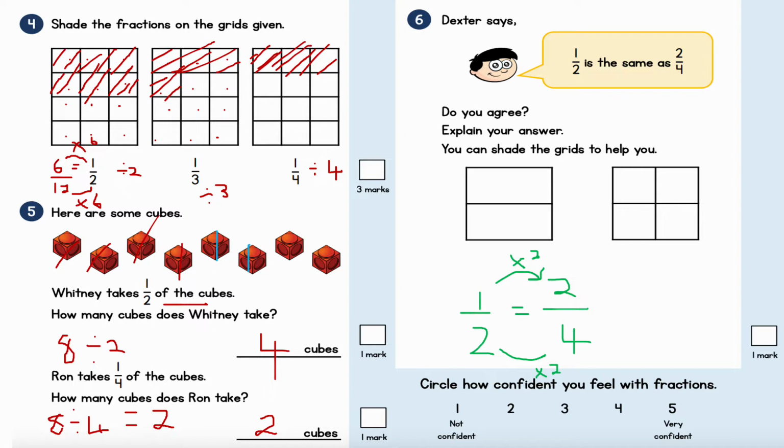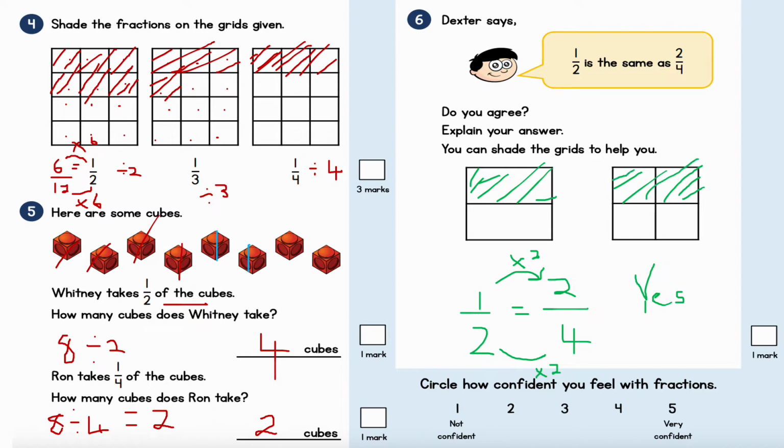2 times 2 is 4. So Dexter is correct. Do you agree? Yes, I agree, because they are what we call equivalent fractions. That's the key word to remember. If you think about that's equal to half, and 2 quarters, if you imagine that this is like a window, let's say, it's like half of the window has been shaded.